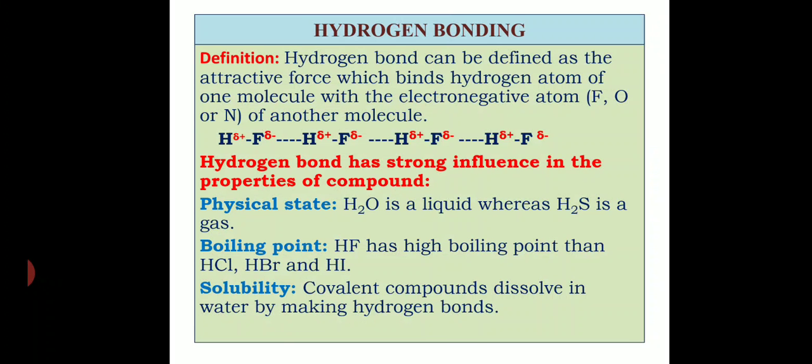Next, the last topic of this chapter is hydrogen bonding, right? Hydrogen bonding is a type of dipole interaction, but it is particularly found in molecules in which hydrogen is bonded to the most electronegative atoms such as fluorine, oxygen, and nitrogen. Now the definition: a hydrogen bond can be defined as the attractive force which binds the hydrogen atom of one molecule with the electronegative atom of another molecule, right?